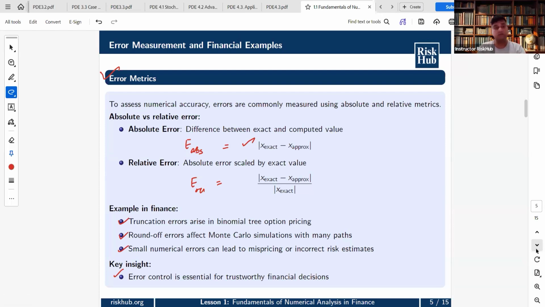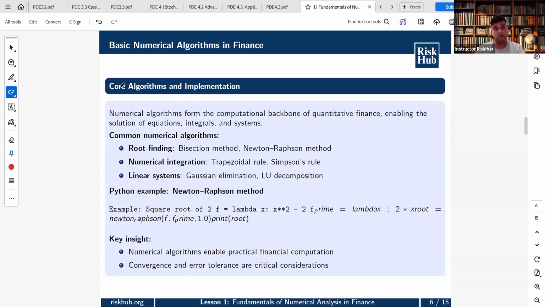Then we get into the next part, which is your understanding of basic numerical algorithms in finance: core algorithms and implementation. This slide introduces the major algorithm families used in quant finance. The slide lists root finding, numerical integration, linear systems, and the Newton-Raphson method. Root finding means solving f(x) = 0, that is, finding x such that f(x) = 0.